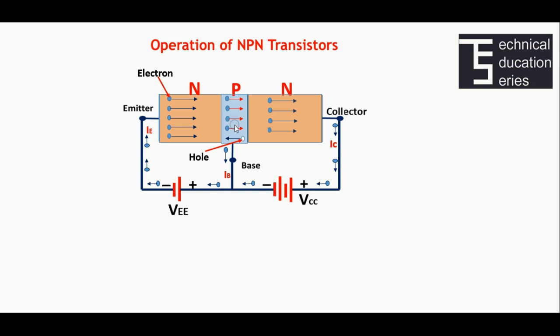Out of the electrons arriving at the base from the emitter, only a few electrons, nearly less than 5%, will combine with the holes available in the base region and constitute a small current through the base lead called base current.